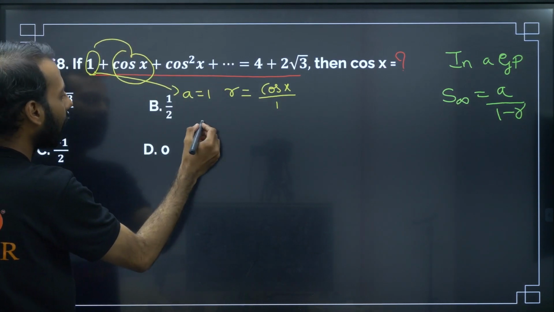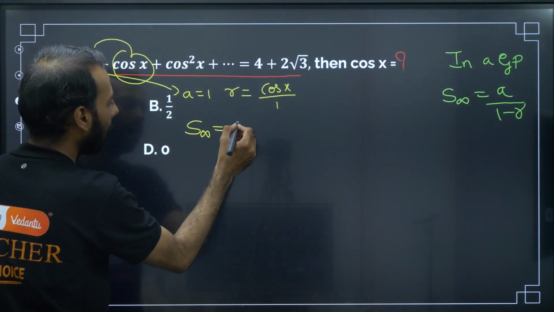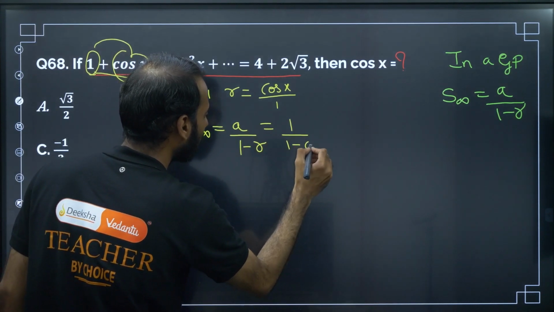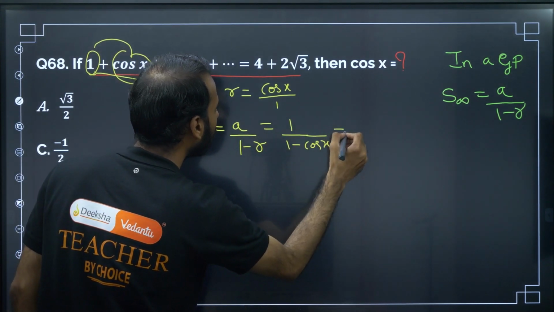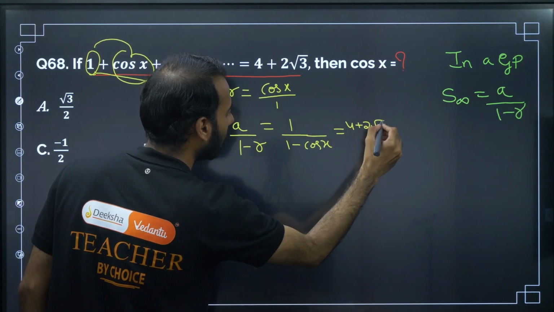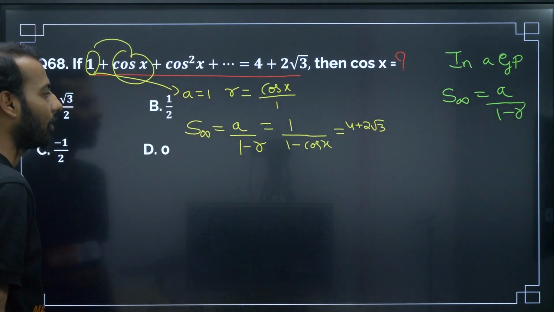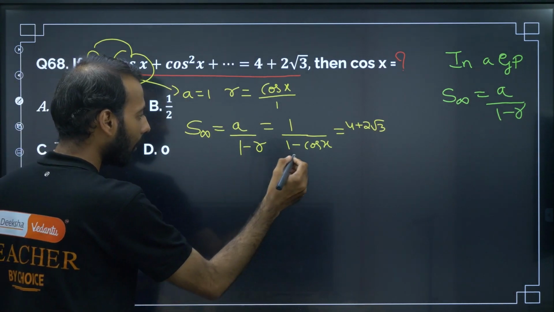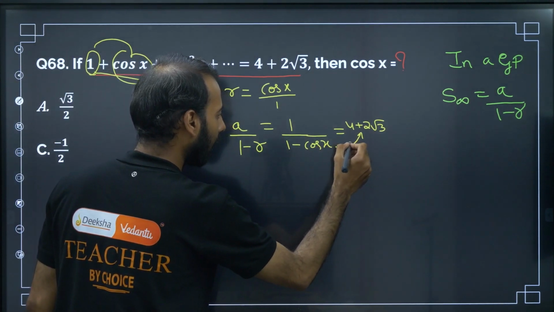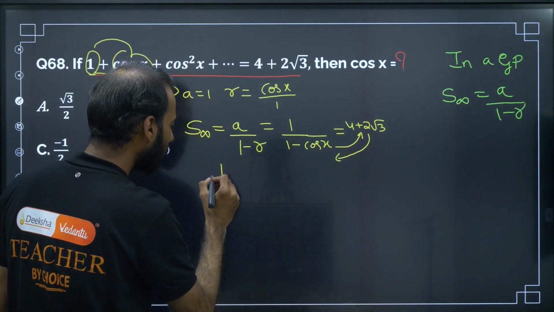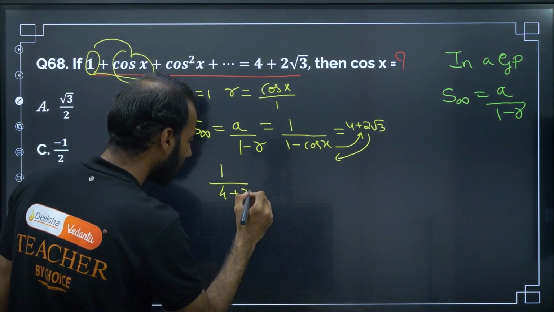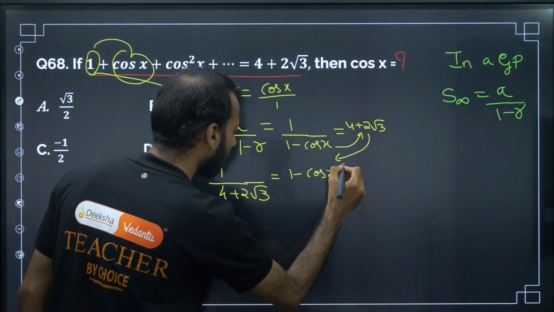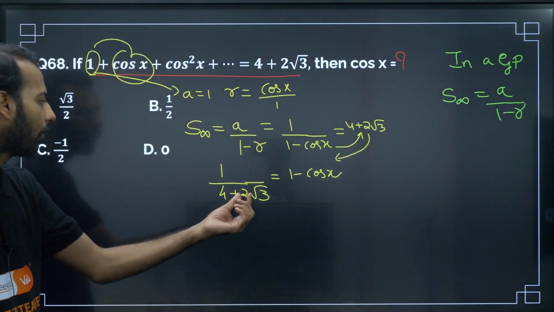So to evaluate S infinity, a by 1 minus r, a is 1, so 1 minus cos x is equal to this value, 4 plus 2 root 3. Now for cos x, I will transpose it here, so this becomes 1 minus 1 by 4 plus 2 root 3 is equal to cos x.